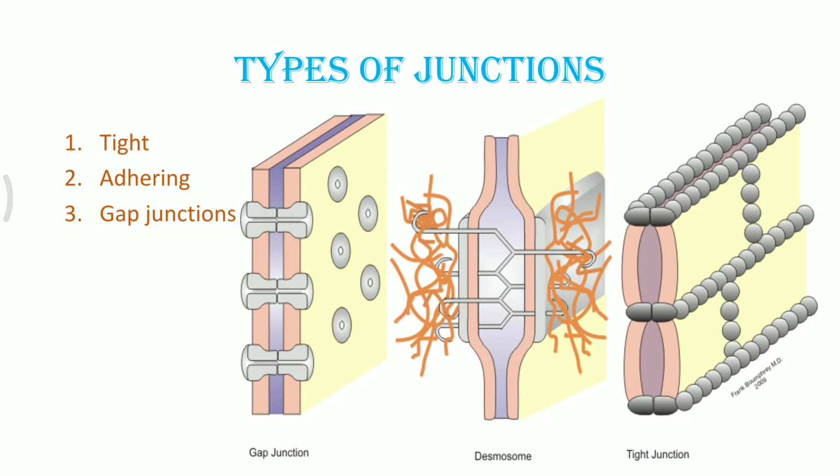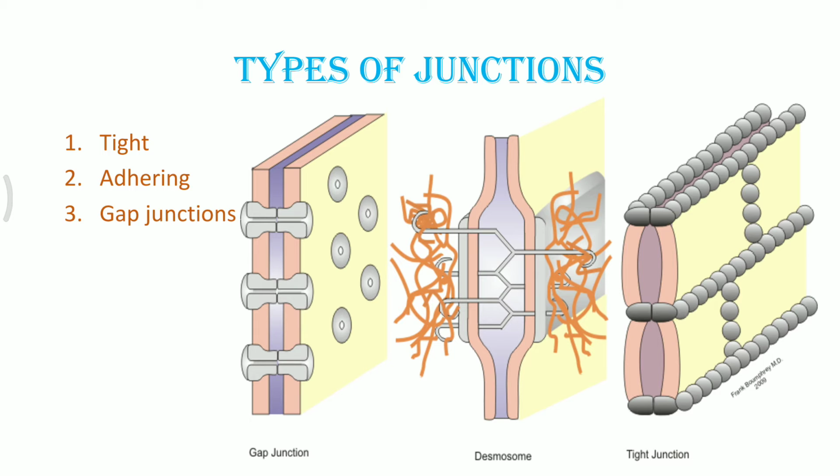The cells are attached to each other with the help of different junctions. These junctions help in the transmission of various particles from one side to another, and also help hold the cells together with the help of these different kinds of junctions.